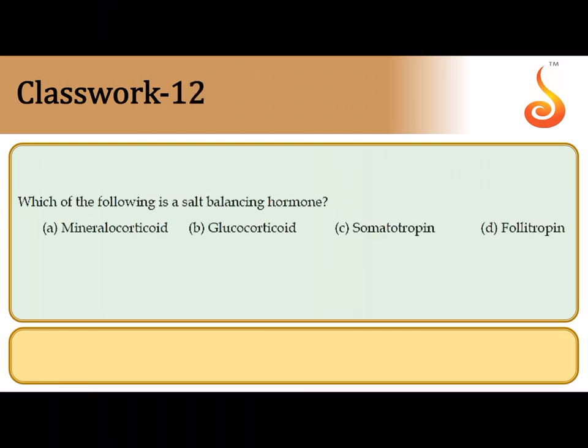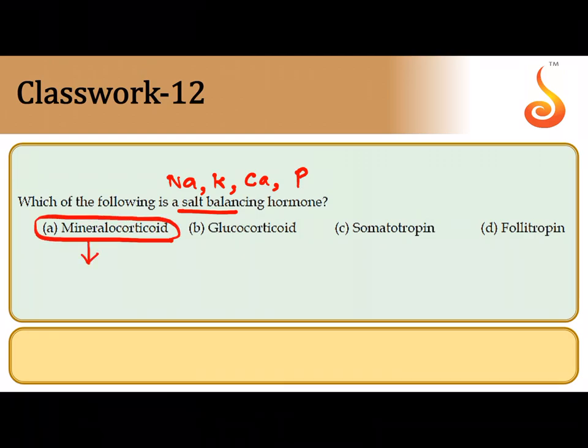Okay. Which of the following is a salt balancing hormone? When you think of salt, you have to think of sodium, potassium, calcium, phosphorus, basically ions. Now, which of the following is involved in ionic balance in our body? It is the mineralocorticoid, because the major mineralocorticoid in our body is aldosterone. Aldosterone acts on the distal convoluted tubule, the DCT of your nephron, and stimulates reabsorption of sodium and excretion of potassium and calcium and phosphorus.